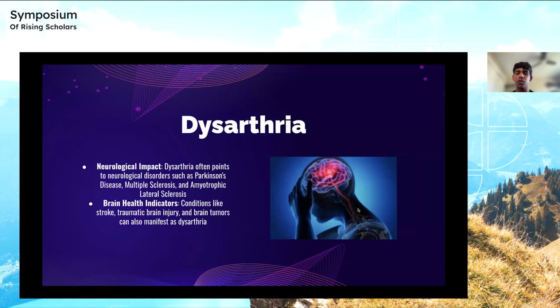The neurological impact of dysarthria is that it often points to neurological disorders including Parkinson's, MS, and ALS. The reason this is important is because these disorders often can lead to neurological issues, and those neurological issues can often impact your voice box, which can cause dysarthria. That's why many professionals use dysarthria as an indicator for your brain health. It can also be used to indicate stroke, a traumatic brain injury, or even brain tumors.